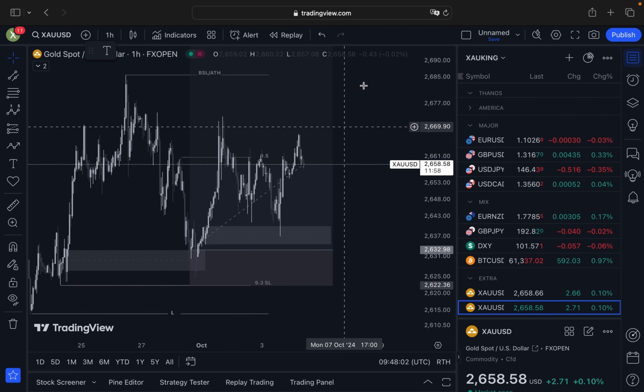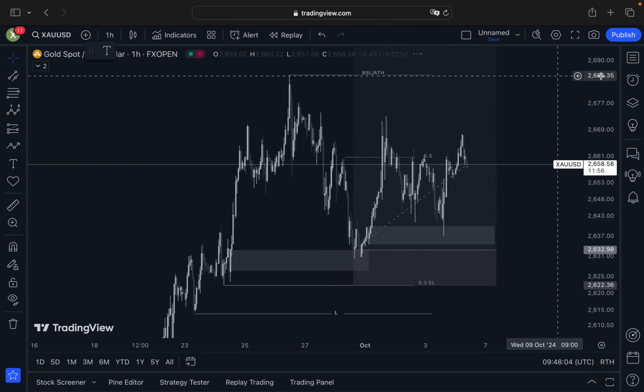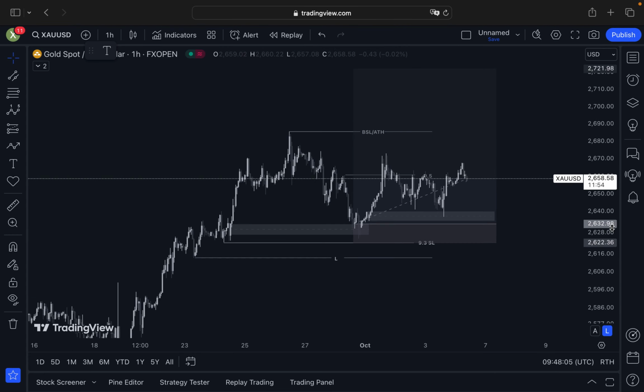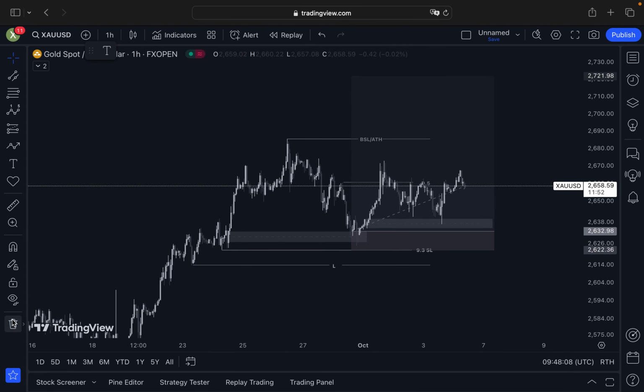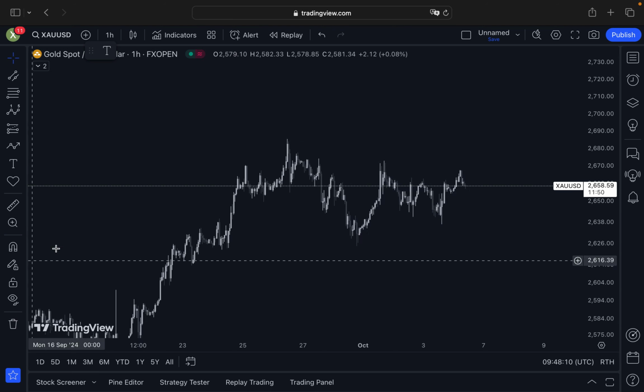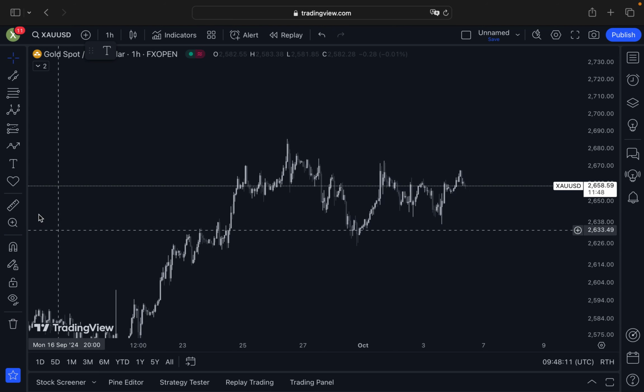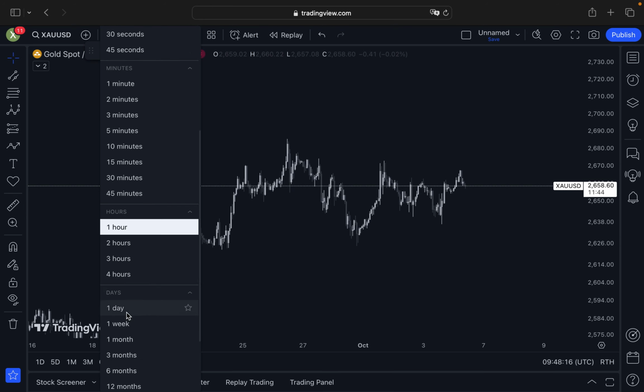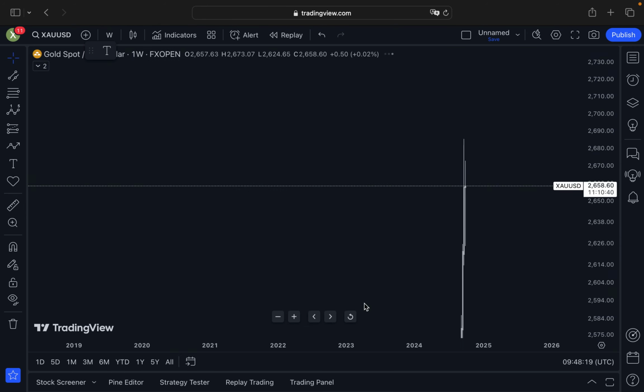Okay, so this was my, I can remove this one, it's fine. I've been using this one for these days, it's okay. I have another one. So if I remove this, our most accurate strategy right now is this one. So let's go to the weekly time frame quickly.